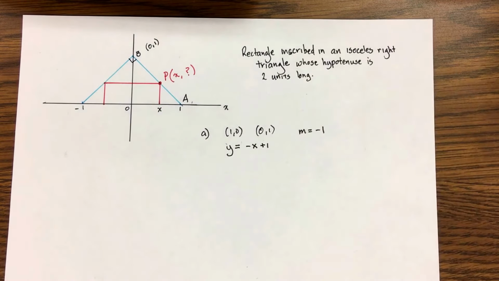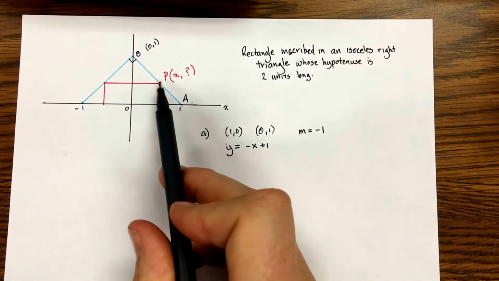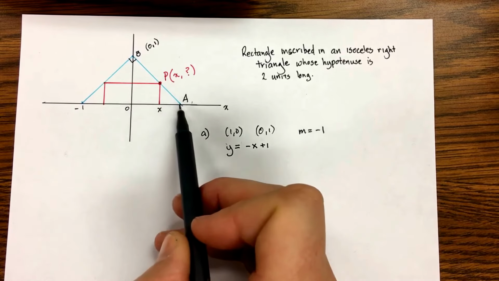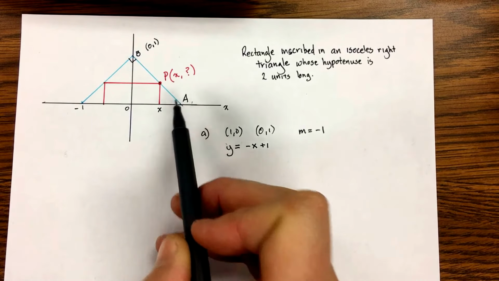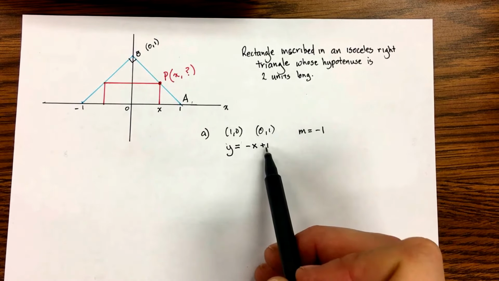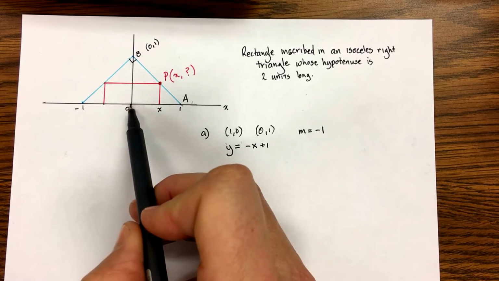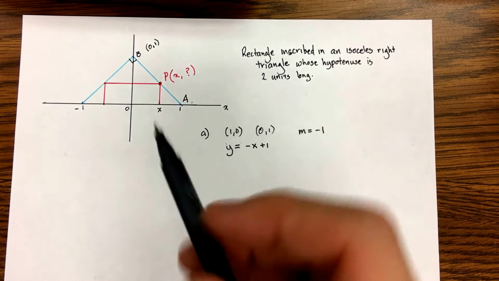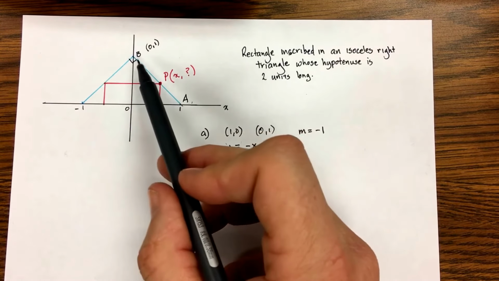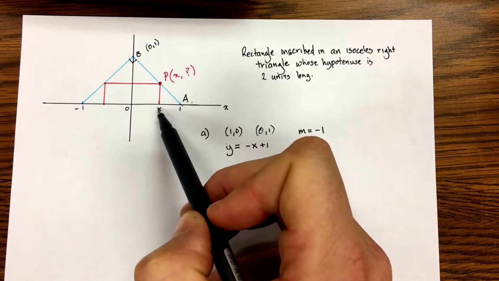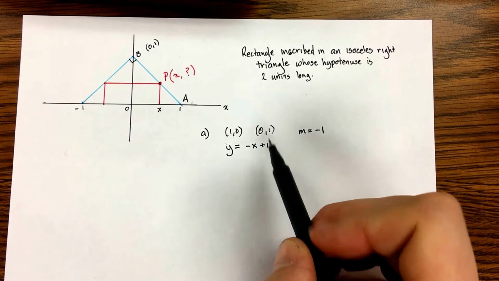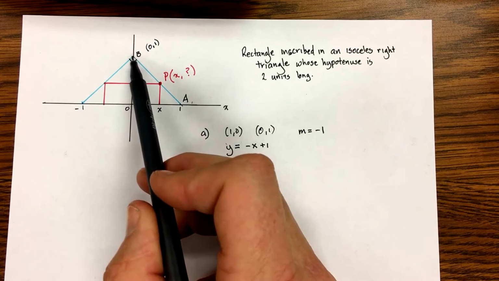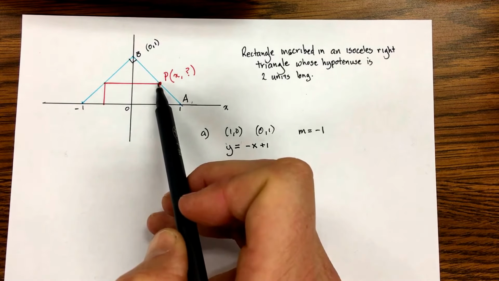Let's see if that works. If I choose any x value here, I should get a y value that's on this blue line. If I choose an x value of 1, I should get a y value of 0, and that definitely happens: -1 plus 1 is 0. If I choose an x value of 0, I should get a y value of 1: -0 plus 1 is 1. And maybe something in the middle. What if I use x as a half? That'd be -1/2 plus 1, so the y value is 1/2. That makes sense, especially since the slope is -1: down 1/2 for every 1/2 to the right.